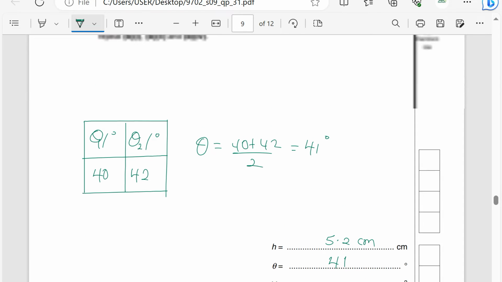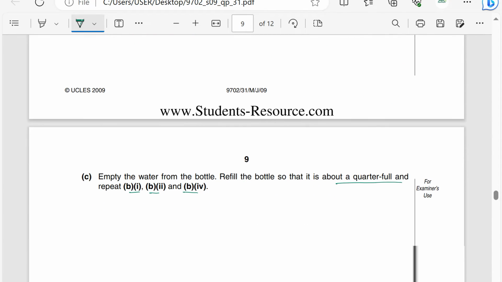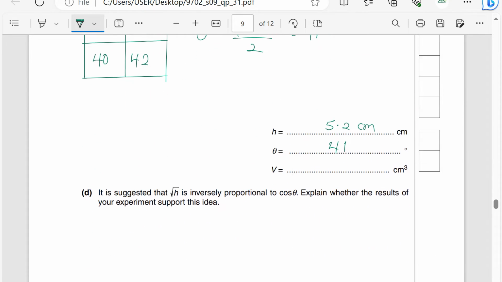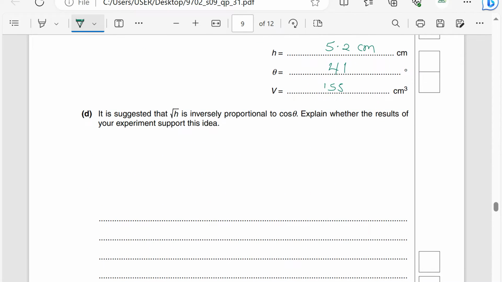Then she measured the volume. Of course, remember, it was about a quarter full, not exactly a quarter. She measured the volume by emptying the water into the measuring cylinder, and she got 155. Everyone can do that. I'm interested in these parts of questions which require manipulating the results and coming up with a conclusion. So you must have noticed, first of all, that the first value of theta is greater than the second value of theta, and the first volume we obtained was greater than the second volume, so that is fine.